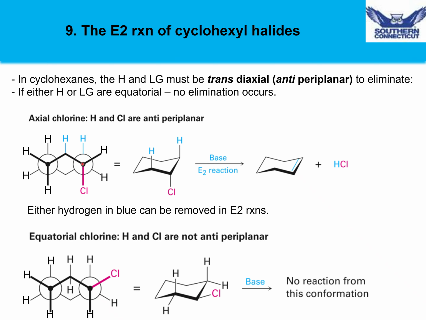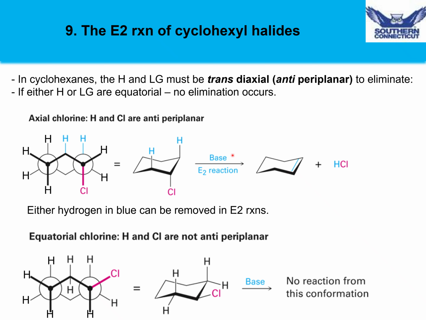If we were to rotate this Newman projection, we would see that the chlorine and this hydrogen are also trans-diaxial to each other, or anti-periplanar. So this is what it looks like in terms of a chair conformation. The chlorine is trans-diaxial to both of these hydrogens. So a base will come along and could easily remove one of these hydrogens, leading to a double bond there and eliminating this chlorine. Therefore, the E2 reaction would happen very easily.